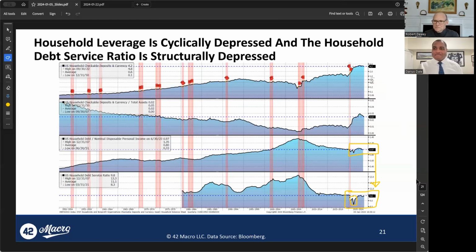We can get into a deep dive on some of these longer term structural political dynamics, but I'll reserve that probably for our next time.